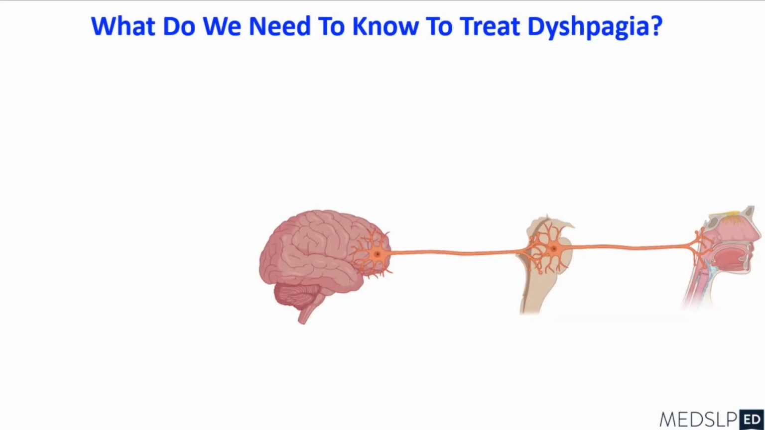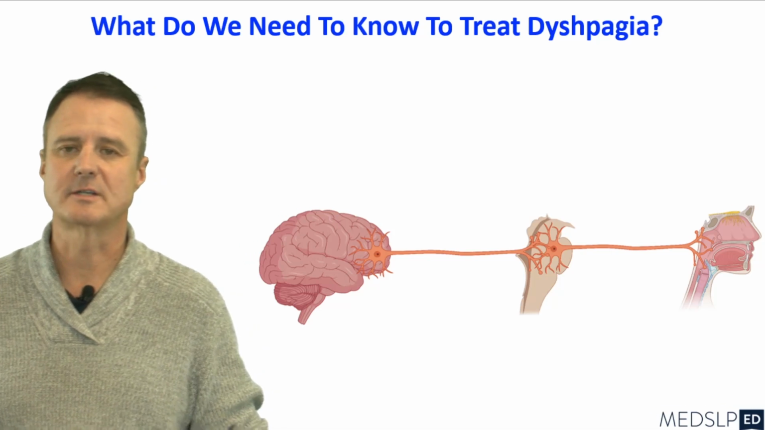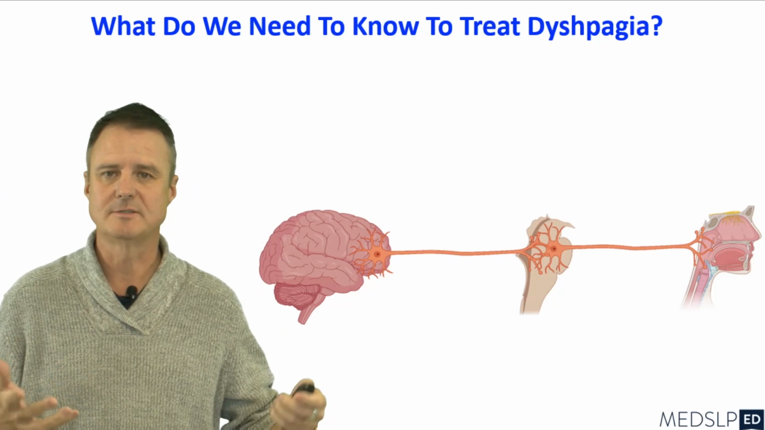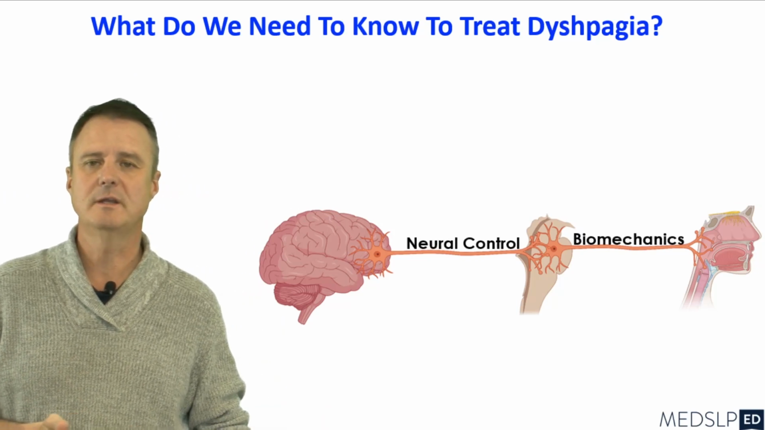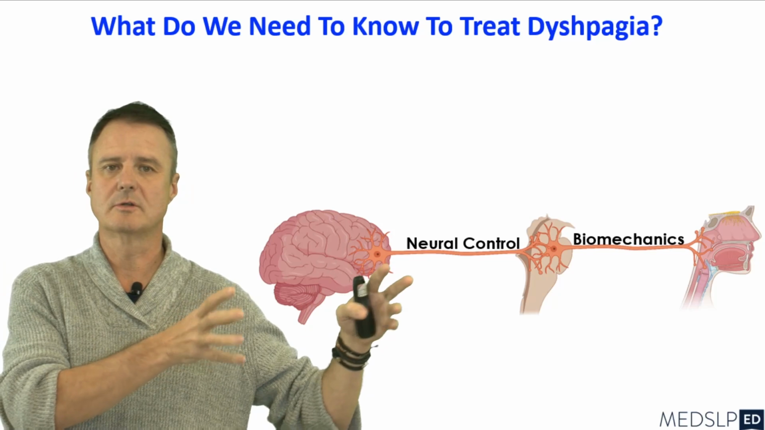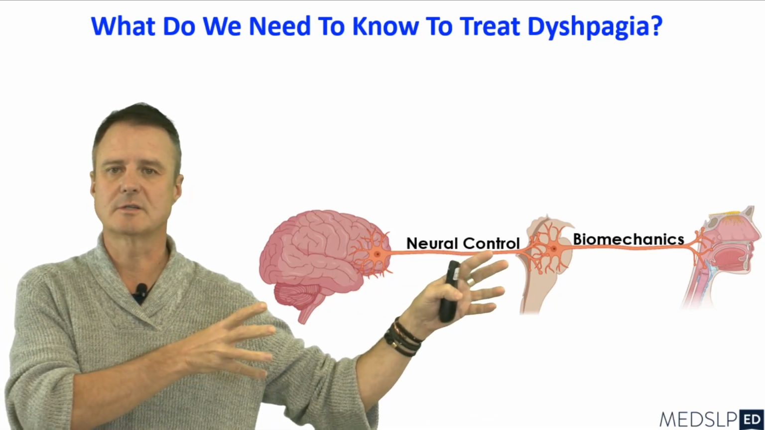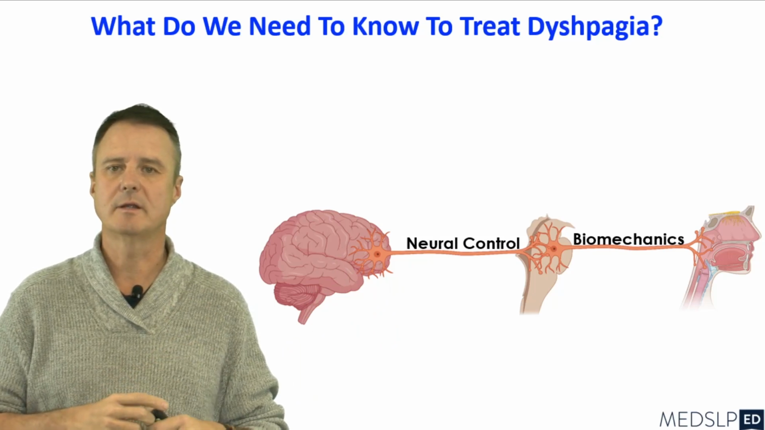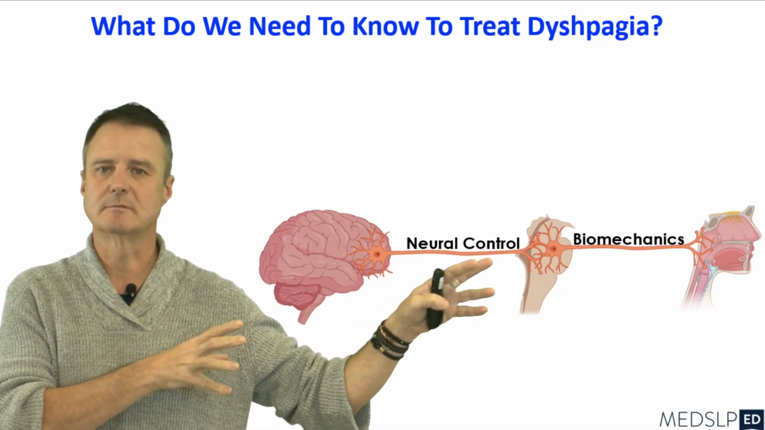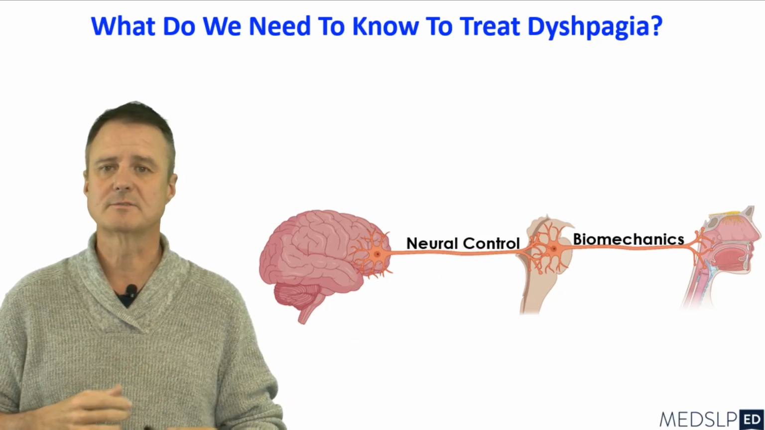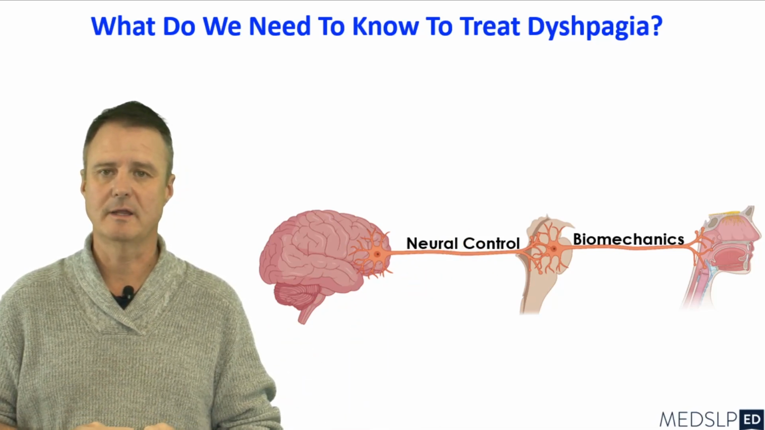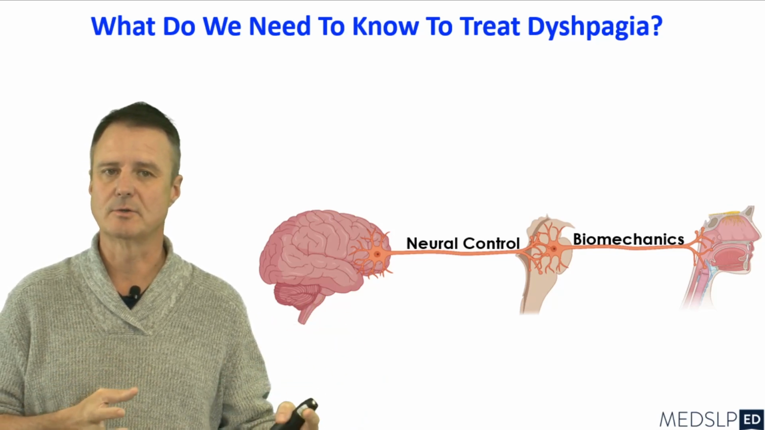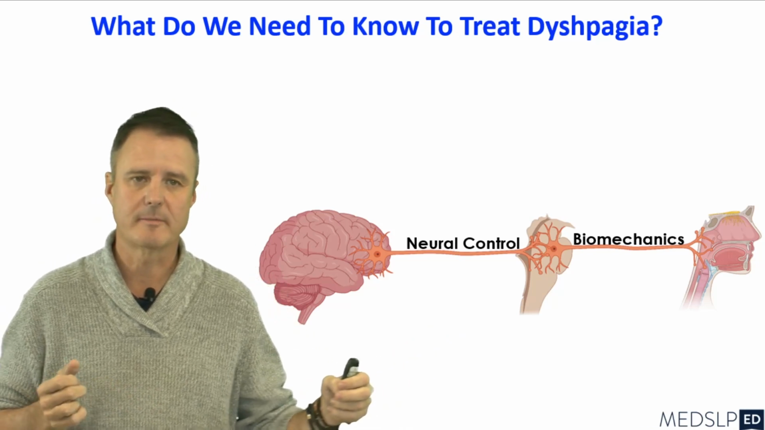So what do we need to know to treat dysphagia? Well, if you think about it logically from a systematic approach, from an engineering approach, if you will, the first thing you need to know is, well, what is the neural control of dysphagia? How does the brain and the brainstem and the midbrain areas, how do those control function in swallowing? And as you'll see, swallowing is very complicated, and it requires a large number of neural areas and neural circuits to control it. We also need to understand something about the biomechanics.